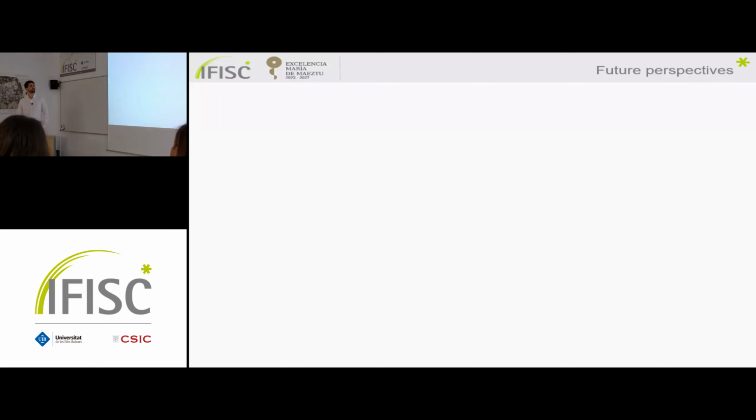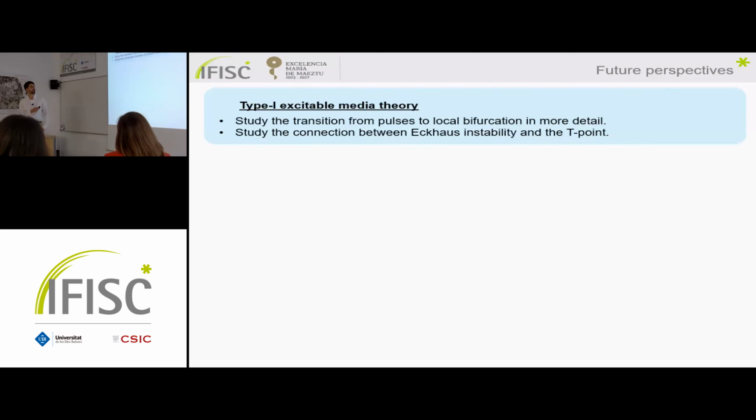So some future perspectives about some theoretical studies of type 1 excitability. It will be nice to study this transition from spatiotemporal dynamics to local dynamics in the model, because I didn't focus too much on this transition when C goes to infinity. Also, we saw in some of our results that there seems to be a connection between the Eckhaus instability of wave trains and the T-point, but I don't understand it very well still. I have some intuitions, but only that.